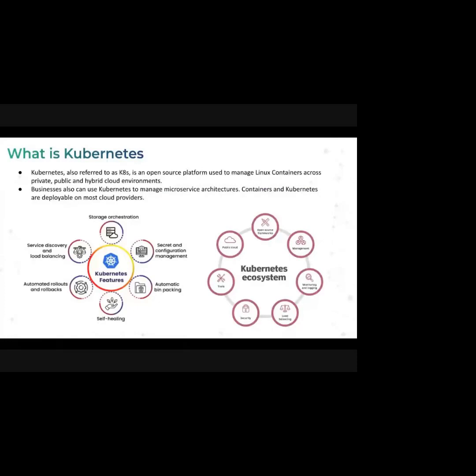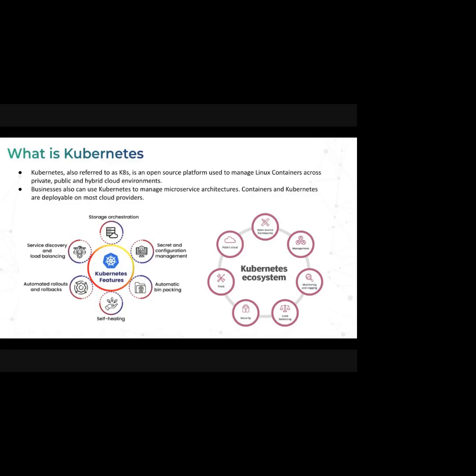So going back to the first slide and quickly scanning through, Kubernetes is also referred to as K8s. K8s is an open source platform used for Linux containers across private, public and other environments, which we have already run through in Docker also. Businesses use Kubernetes to manage microservice architectures. Containers and Kubernetes are deployed on most cloud providers. Again, not just most cloud providers, it's agnostic. You can do it on-prem, on your machine, in your cloud, anywhere it works, as I mentioned in the previous slide.